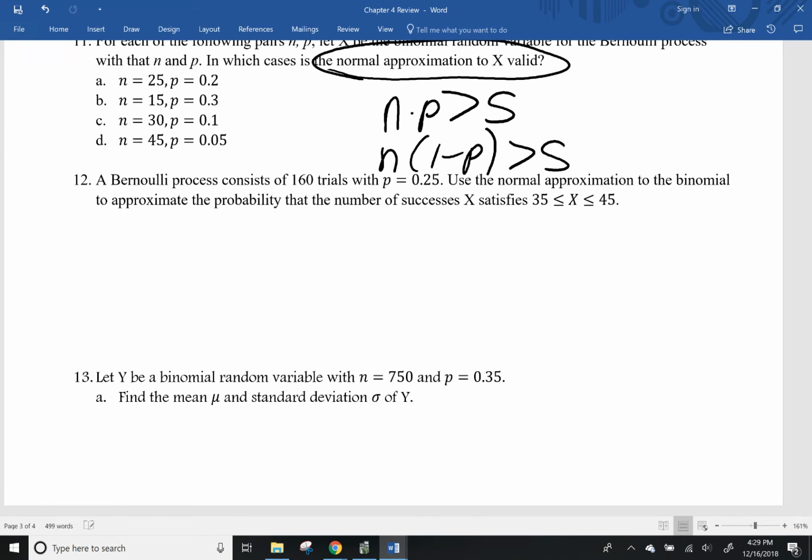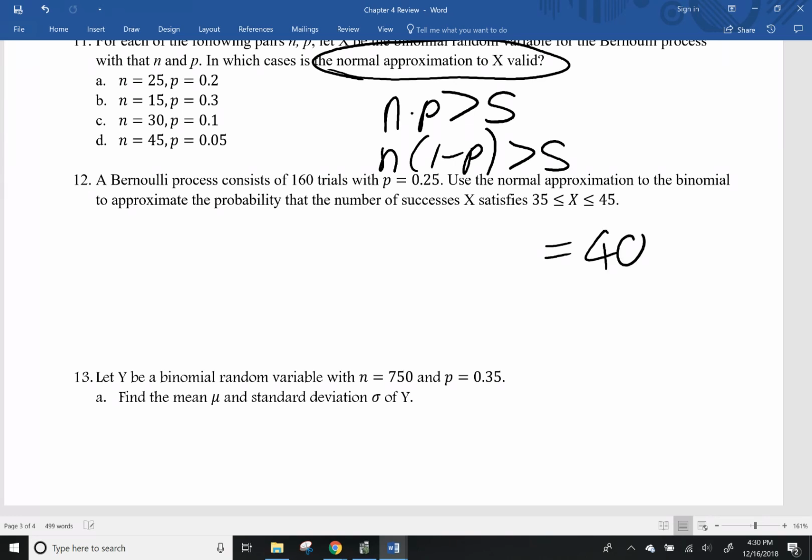When we're talking about Bernoulli, our standard deviation and our mean come from N and P. So the mean is N times P. In this case, it'll be 160, because N is the number of trials, times 0.25. That will be our mean. So whatever that number is, which I think is like 40.